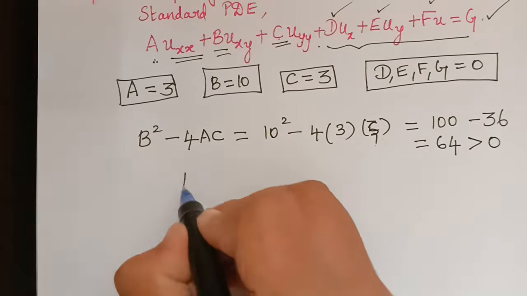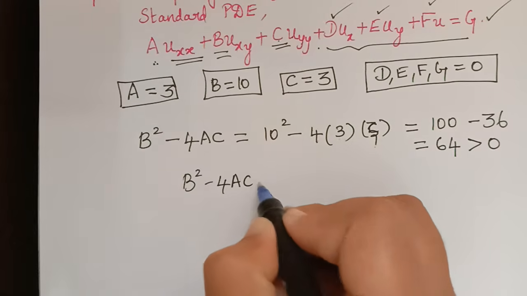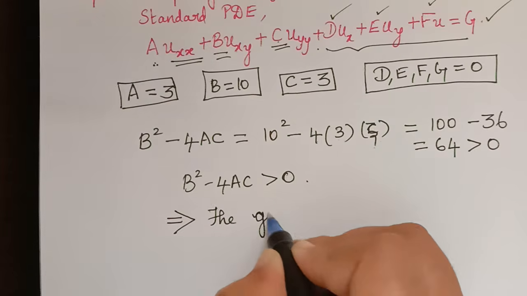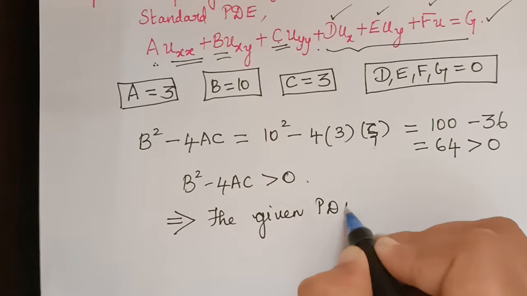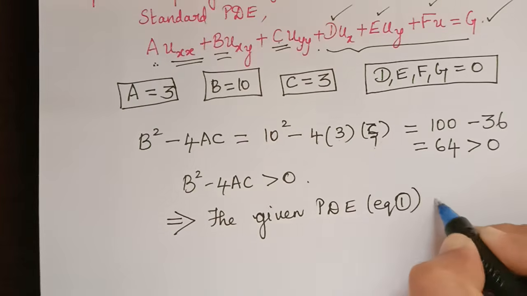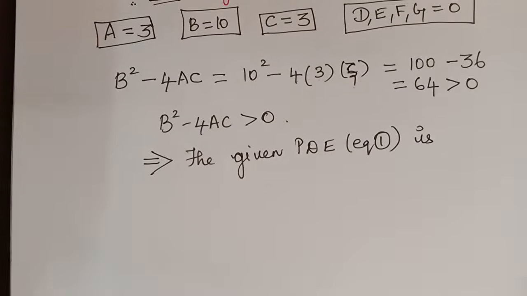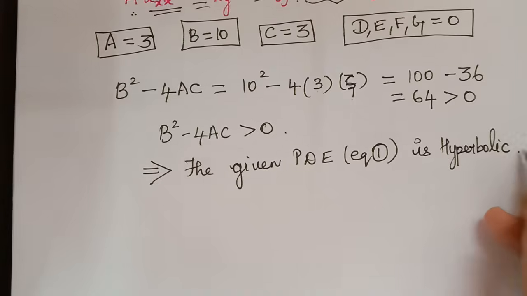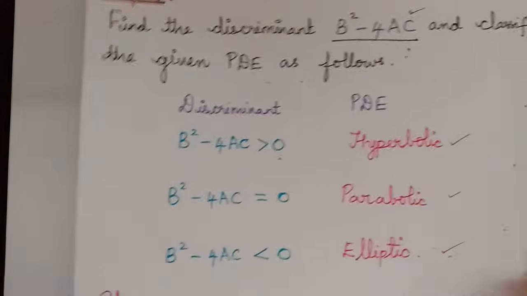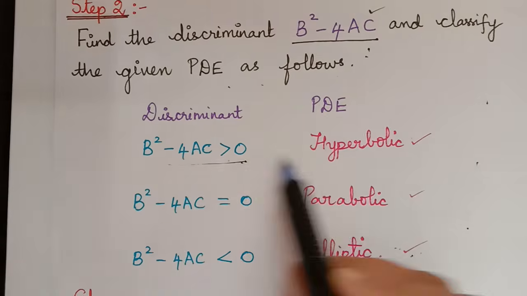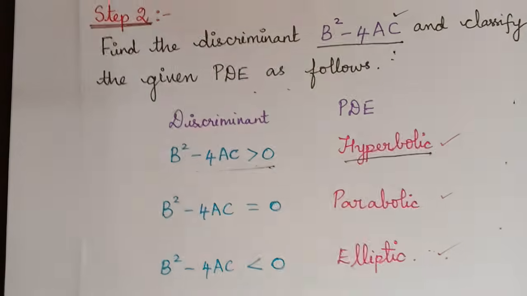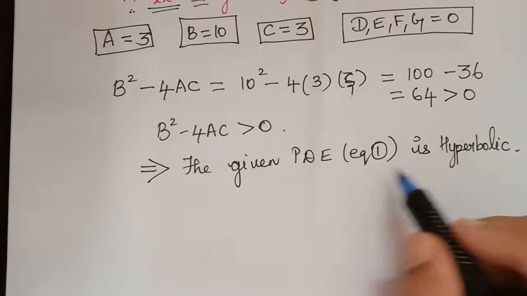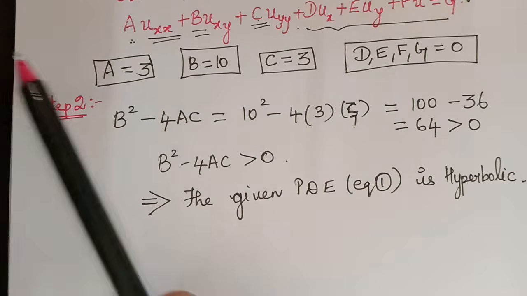So therefore the value of b squared minus 4ac is greater than 0, which implies that the given partial differential equation, that is equation 1, is of what type? It is hyperbolic. Because we saw, if b squared minus 4ac is greater than 0, then it will be of hyperbolic type. So we have classified the given equation and found that equation 1 is of hyperbolic type. So this is step 2.